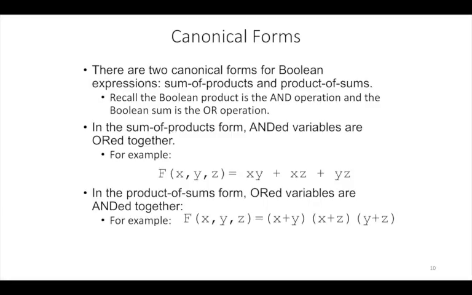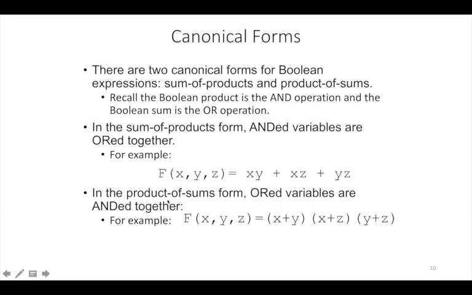In the sum of products form, the AND terms are ORed together. For example, the function f of three variables x, y, z can be represented by x and y, or x and z, or y and z. This is the sum of products. We have the sum right here, and this is the product right here.